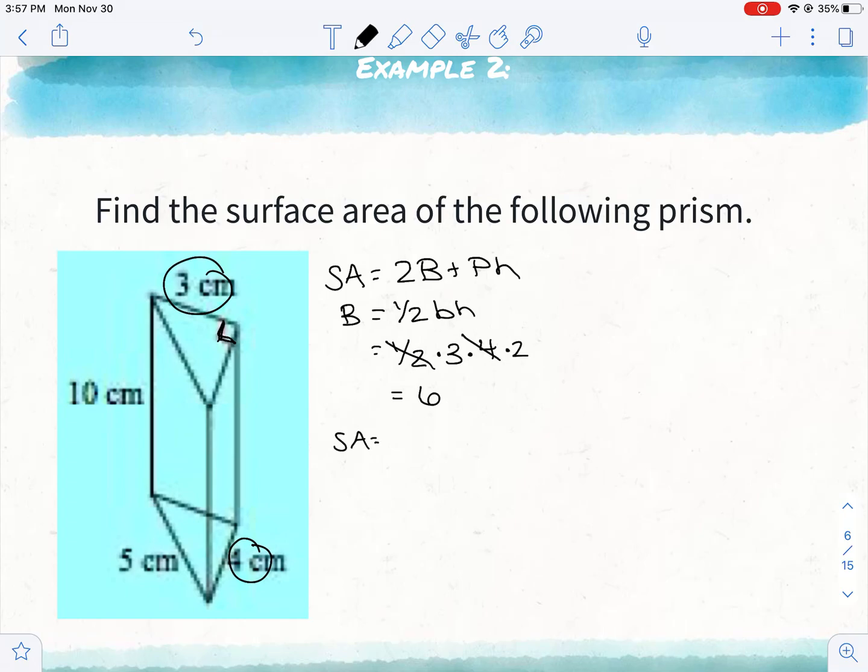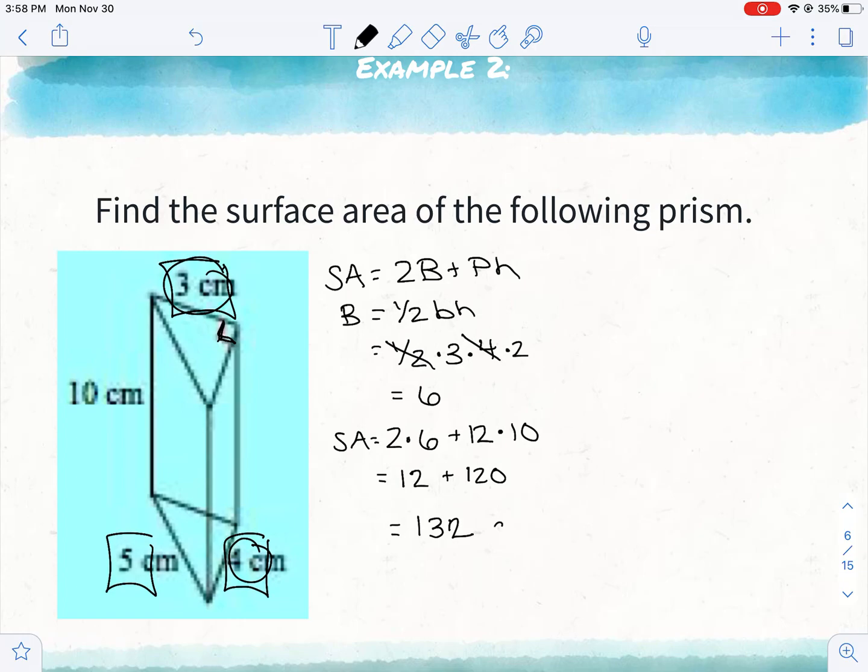So going back to my surface area formula, I'm doing 2 times the area of the base that we found, which is 6. The perimeter of the triangle is 3 plus 4, 7, plus 5, 12, times the height of the prism, 10. 2 times 6 is 12. 12 times 10 is 120, and when I add those up, I get 132 centimeters squared.